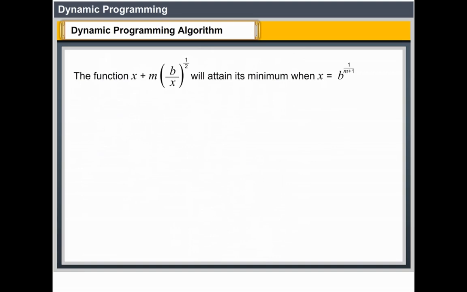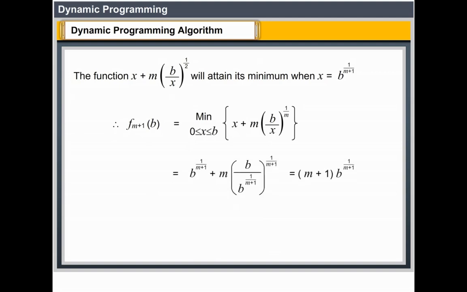The function x plus m into (b by x) whole power 1 by m will attain its minimum when x equals b power 1 by m plus 1. Therefore, fm plus 1 of b equals minimum of x plus m into (b by x) whole power 1 by m for 0 ≤ x ≤ b, equal to b power 1 by m plus 1 plus m into (b by b power 1 by m plus 1) whole power 1 by m, equal to m plus 1 into b power 1 by m plus 1.